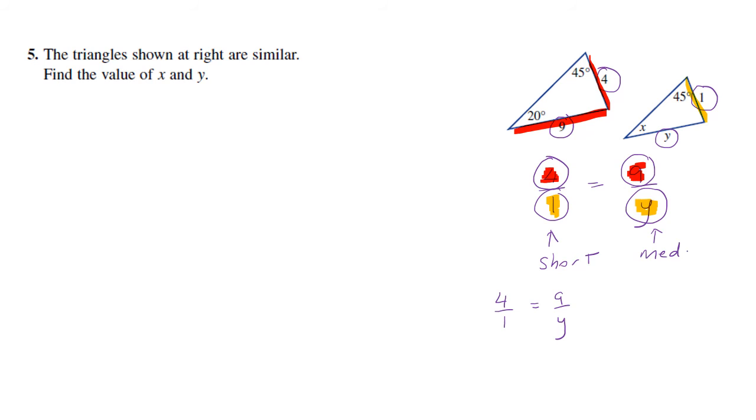To work out what y equals, we're going to multiply the bottoms by the top. So 4 times y equals 9 times 1. So 4y equals 9. We're going to divide both sides by 4. So y equals 9 divided by 4, which equals 2.25.